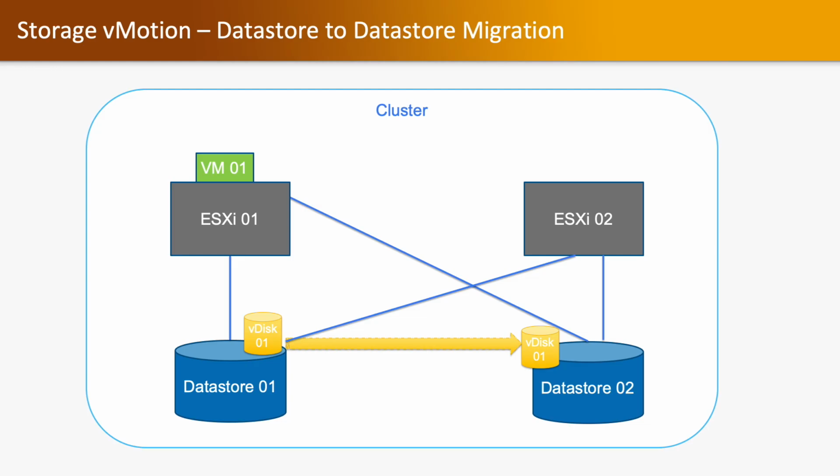In this scenario, we have ESXi host 01 and ESXi host 02, and both have shared storage as datastore 01 and datastore 02. The virtual machine is currently running on ESXi host 01 and using a virtual machine disk which is residing on datastore 01. When you perform the storage vMotion, it will migrate the virtual disk 01 from datastore 01 to datastore 02, and the ESXi host will not change here.